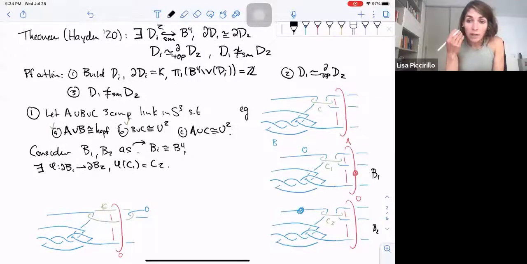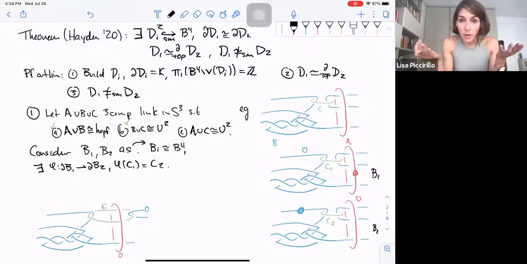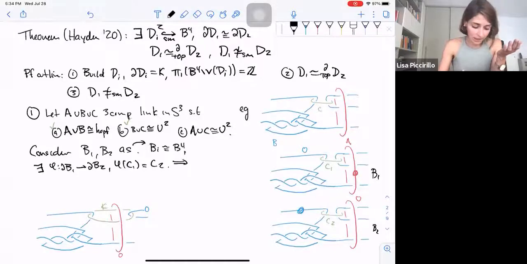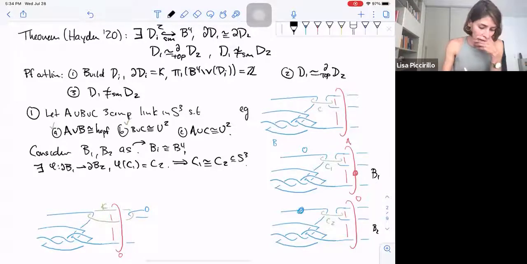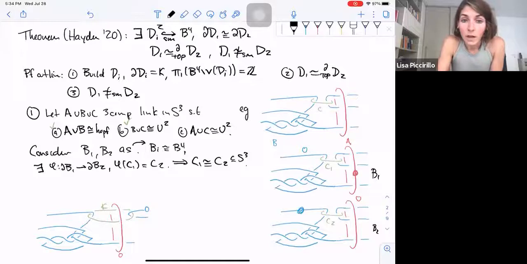So these green curves, we're thinking of them as curves in the boundary of the four ball, and we have some homeomorphism of that boundary, S3, throwing one of the curves onto the other one. So that tells me that these two curves are actually the same knot in S3. If you like, you can appeal to the knot complement theorem for that, but you don't have to. This homeomorphism takes meridians to meridians, so you don't need the full strength of that theorem.